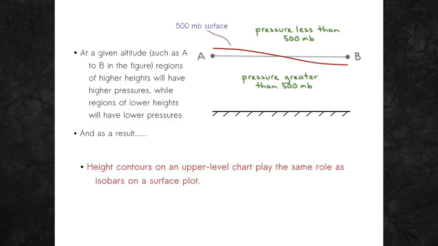All right, so the red line is 500. If we go downwards, it's bigger than 500. If we go upwards from the red line, it's less than 500.